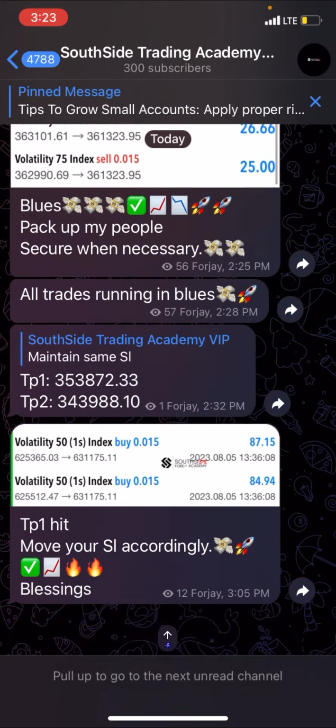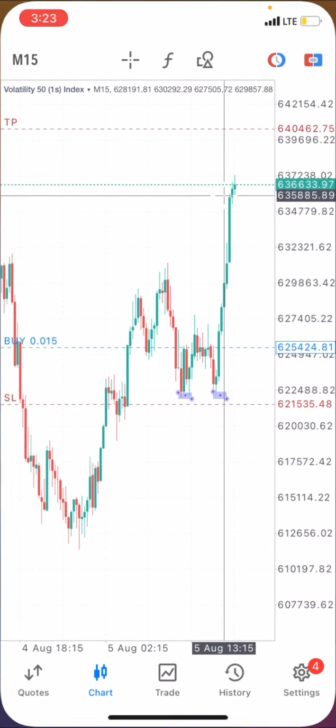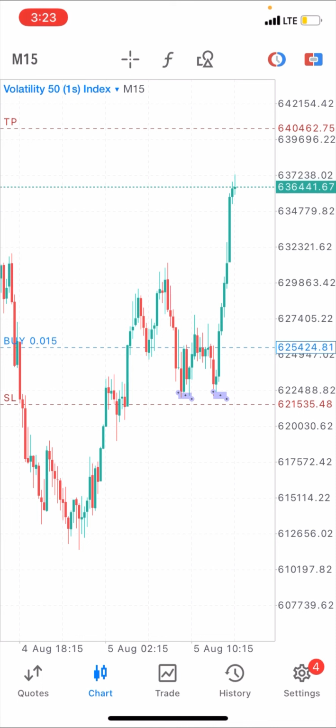In this video I'll show you guys how to use this very common and easy chart pattern to your advantage. Like I said, it's very common. If you look at the chart 24/7, you would definitely come across this chart pattern. It is known as the double bottom pattern.